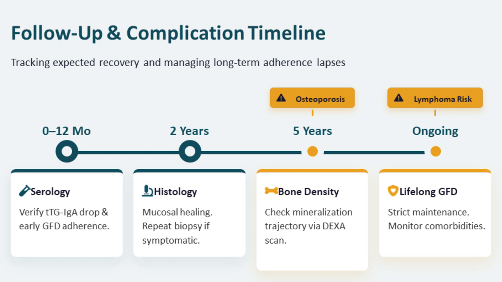At 2 years, you may do an endoscopy and see whether the mucosa is healed. If the patient is asymptomatic, you may avoid that. At 5 years, you may screen them for osteoporosis, check with a DEXA scan. And lifelong, you will have to keep on monitoring them for a lymphoma risk and other comorbidities.